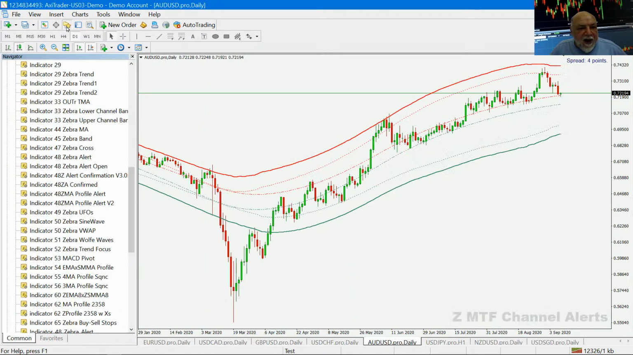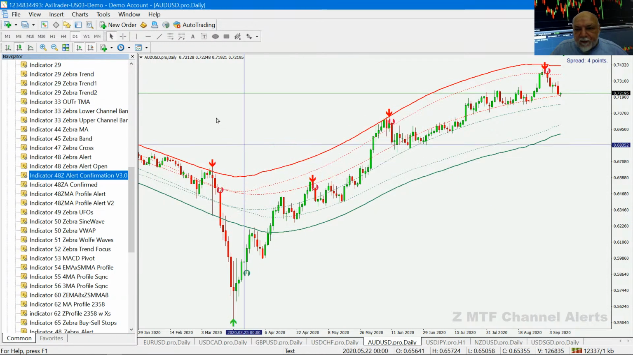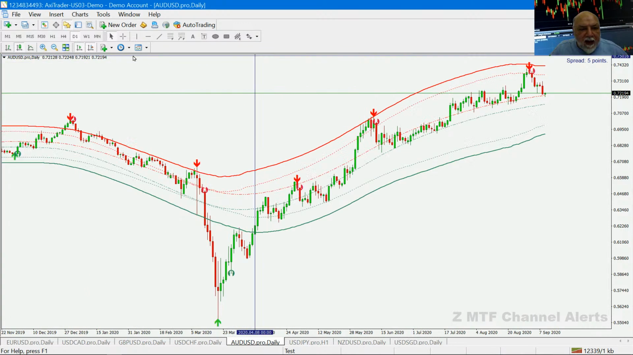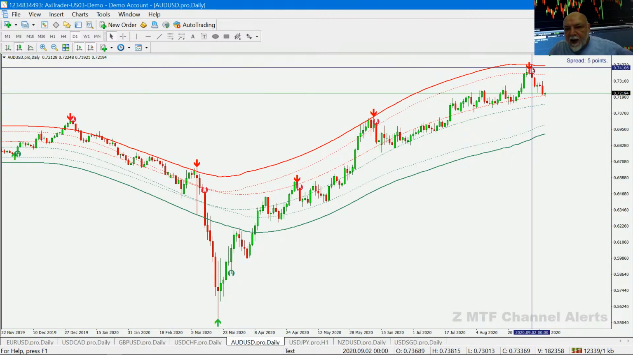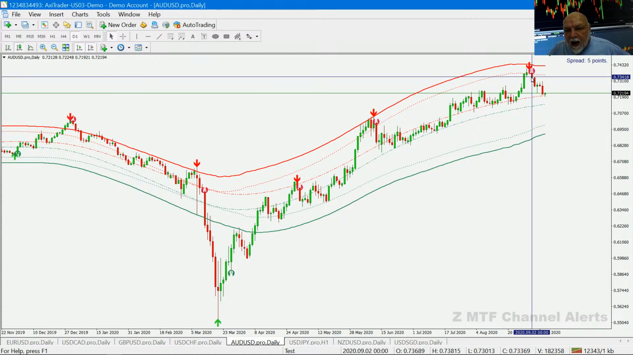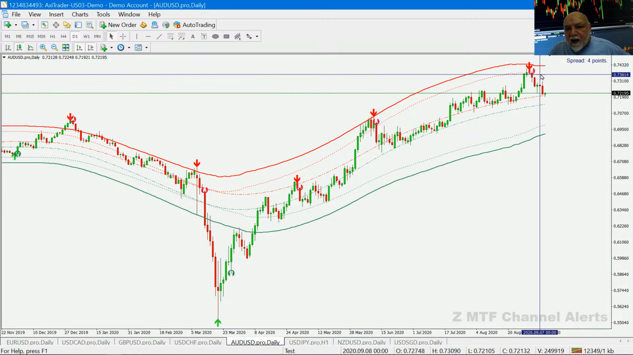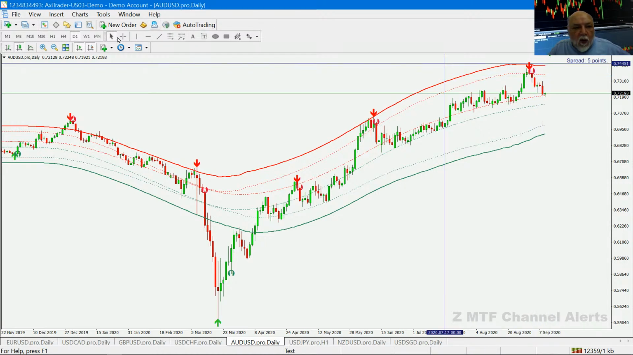Let's see if we have any alerts. Okay, we had an alert up here, confirmation here, and a move from there down into this center channel, which is nice. Okay, so this was several days ago, but let me open it up.